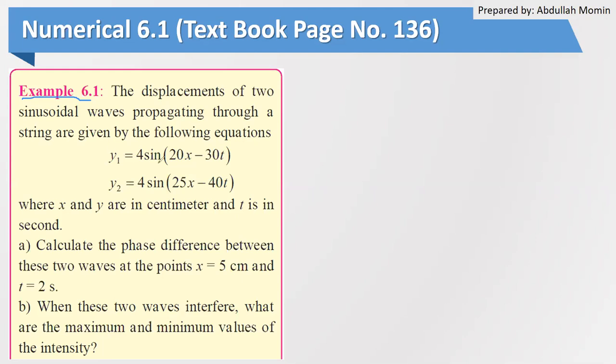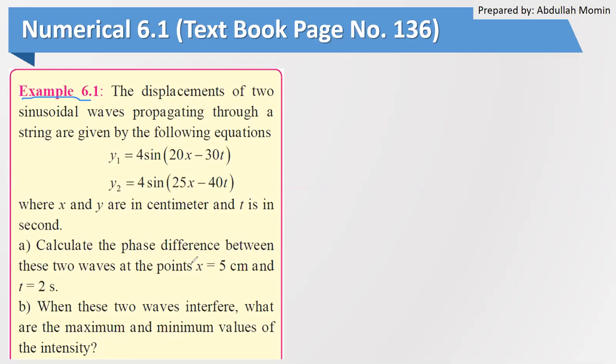Y1 is equal to 4 sine (20x minus 30t), and y2 is equal to 4 sine (25x minus 40t), where x and y are in centimeter and t is in second. Now what we have to calculate? We have to calculate the phase difference between these two waves at the point x is equal to 5 centimeter and t is equal to 2 seconds. And when these two waves interfere, what are the maximum and minimum values of intensity?